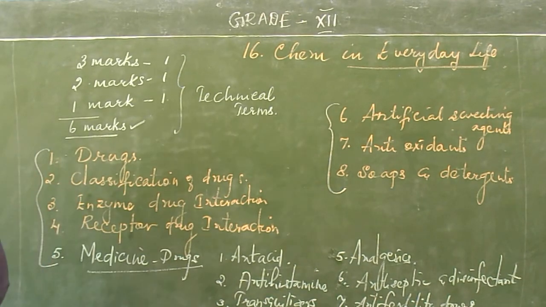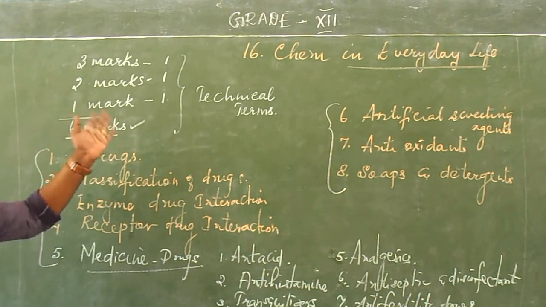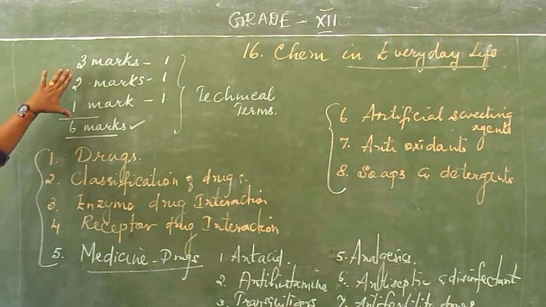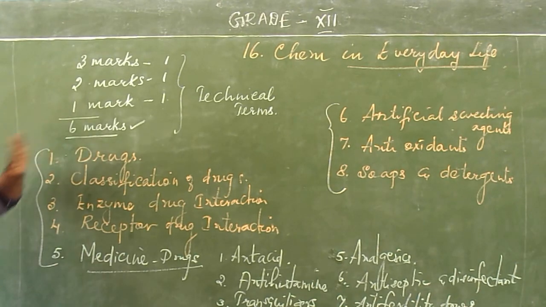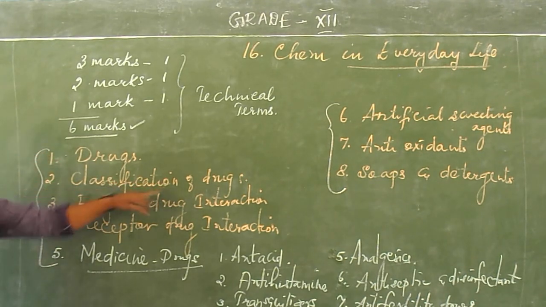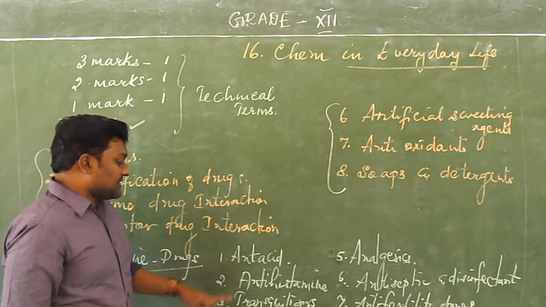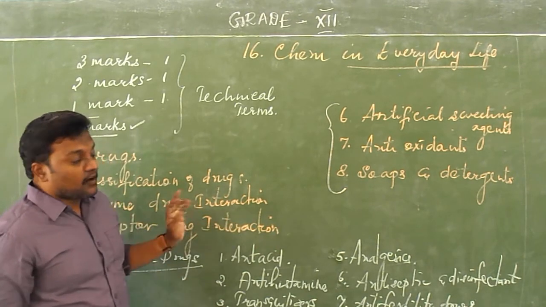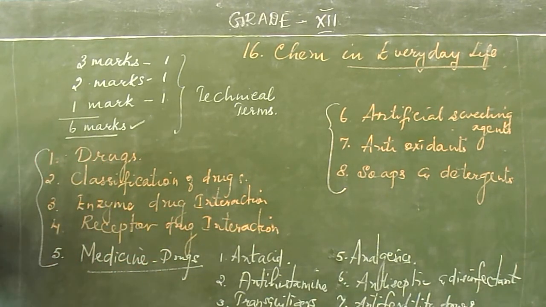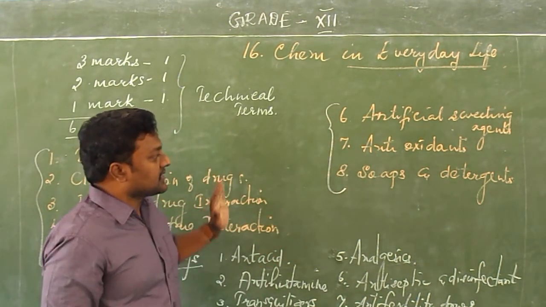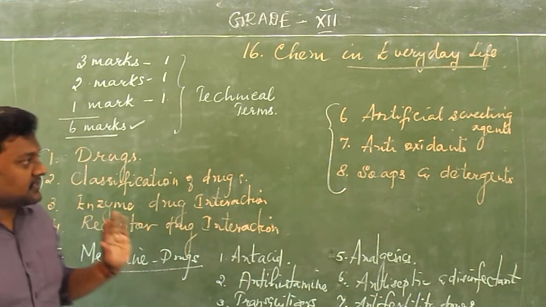Again, chapter wise, what I have written: we are studying chemistry in everyday life, which is your 16th chapter. The weightage of the chapter I have given you. From this chapter, we have to study drugs, then classification of drugs, enzyme drug interaction, then receptor drug interaction. Then the medicinal drugs: antacid, antihistamine, tranquilizers, antibiotics, analgesics, antiseptic and disinfectant, and anti-fertility drugs. Next, the sixth topic is artificial sweetening agents, the seventh is antioxidants, and the eighth is soaps and detergents.